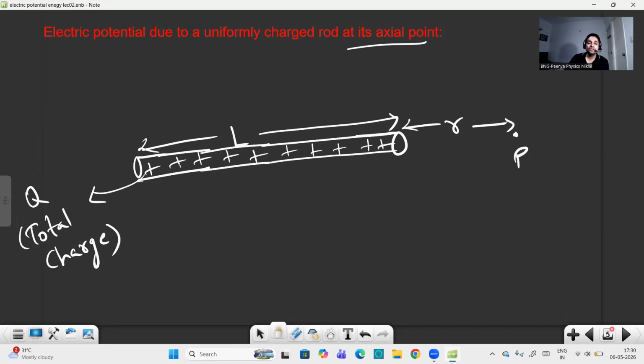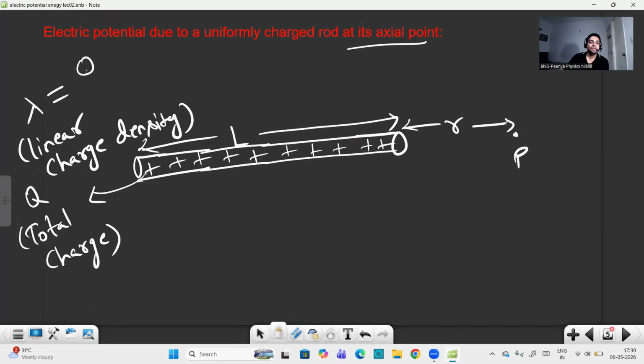For any extended bodies, we define linear charge density, areal charge density, cubical charge density. Here, because it is a rod, we define linear charge density, denoted by lambda. It is defined as total charge divided by length, Q divided by L, where Q is your total charge.